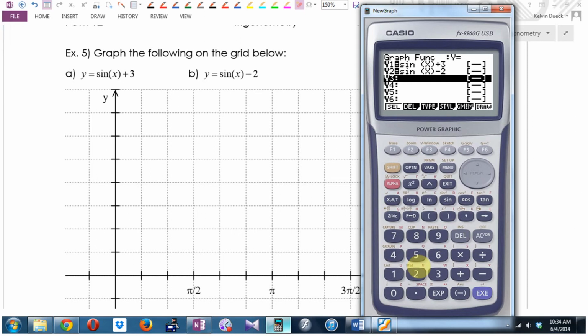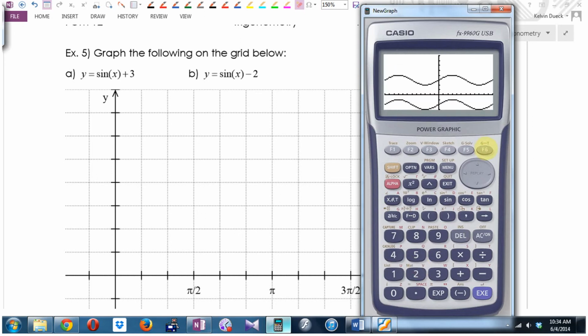What does that look like? Oh, moved it down. Care to guess how far it moved it down? 2, you say. Care to guess how far this one got moved up? 3, you say. Wow.